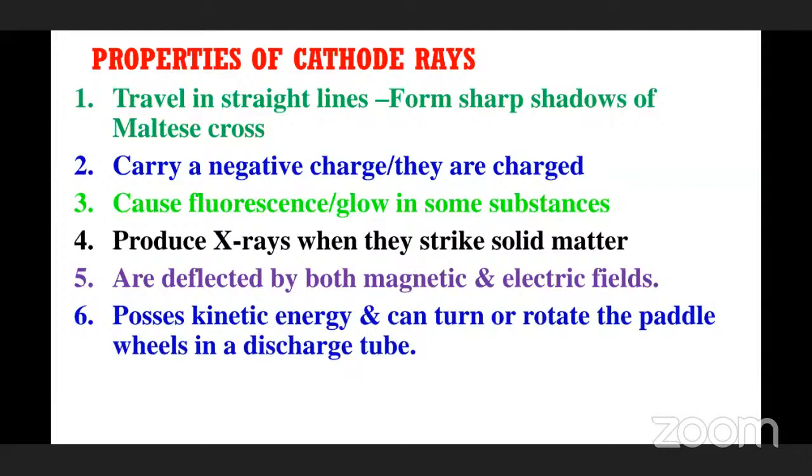Since cathode rays are a stream of fast moving electrons, many experiments have proved that the cathode rays are negatively charged. Therefore they can be deflected by both electric and magnetic fields. They are deflected towards the positive charge, showing that they are negatively charged, because unlike charges attract and like charges repel. So if we have a positive electrode, they will be deflected towards that direction.